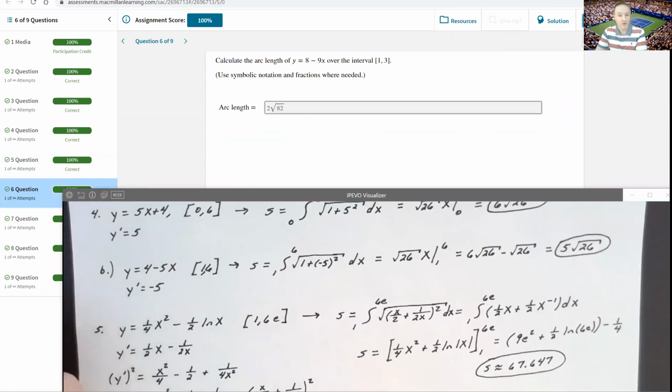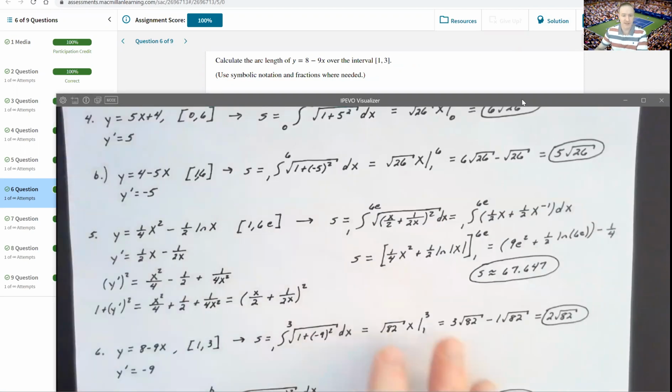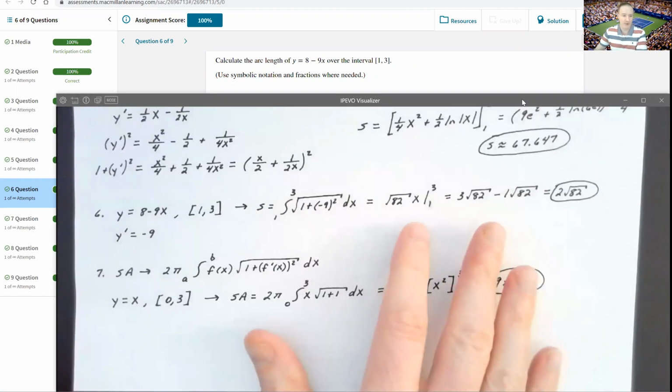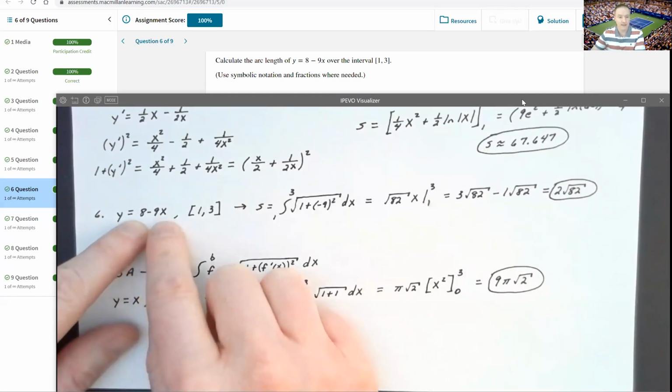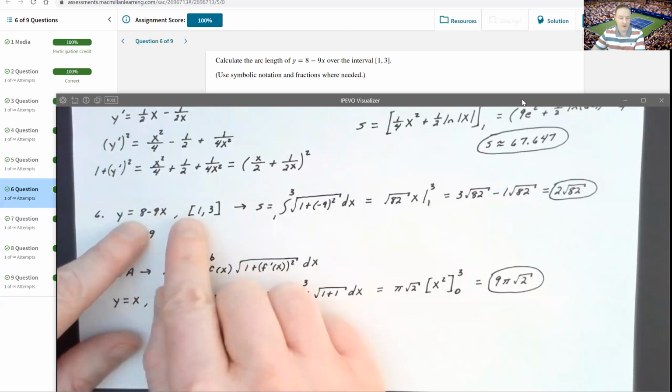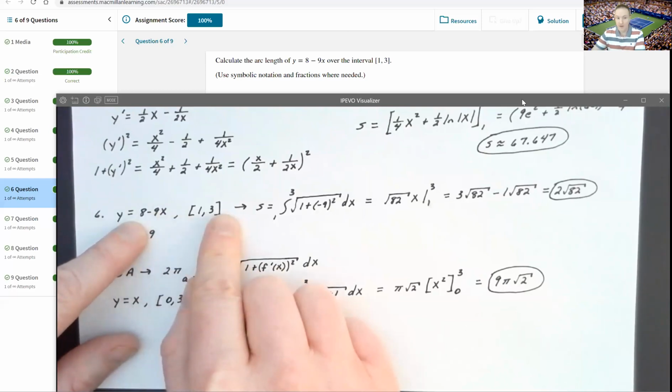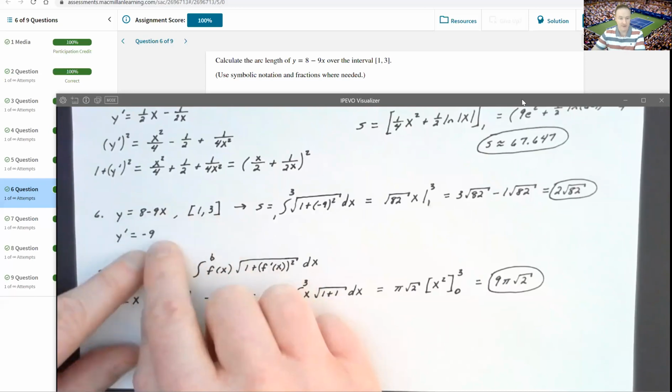For the next question here, it goes back to an easy one. I'm not quite sure why they did number 5, a gorgeous problem, and then number 6, backtracking to an easy question. It's just a linear function again. So you have y is equal to 8 minus 9x, and we're supposed to find the arc length between 1 and 3. So as always, you need to take the derivative. Now, the derivative is just negative 9.